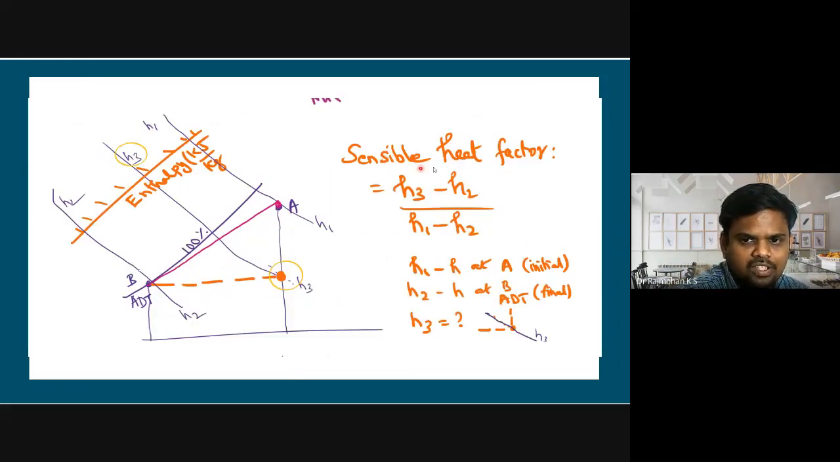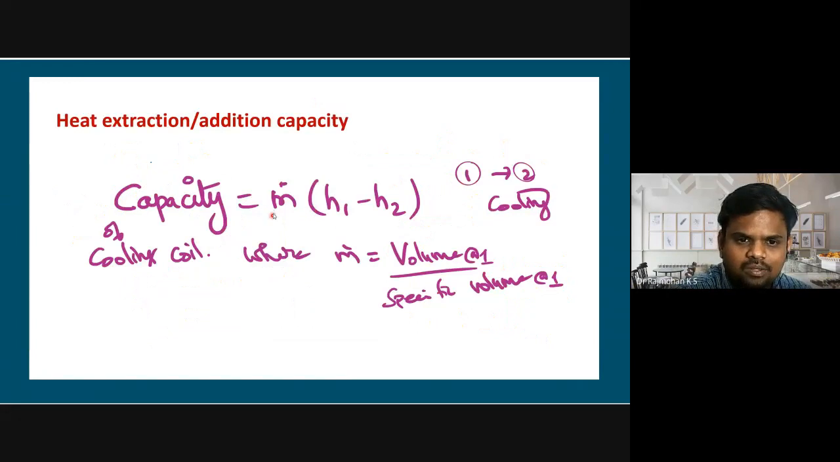Similarly, to determine the sensible heat factor, if this kind of process is involved, we can know H1, H2, and H3 can be obtained by drawing a triangle, where we can get the H3 value. Substituting, we will get the sensible heat factor. Similarly, the heat extraction or addition capacity is m dot into H1 minus H2, where m dot is volume by specific volume, which I explained some time back. Okay, that is the capacity of a cooling coil, which can also be calculated in the same way.